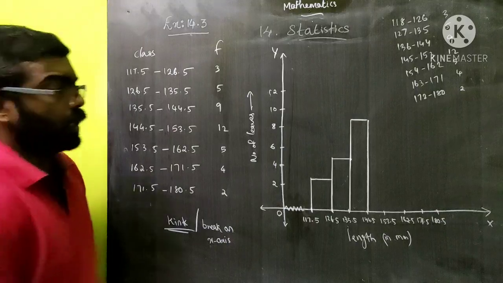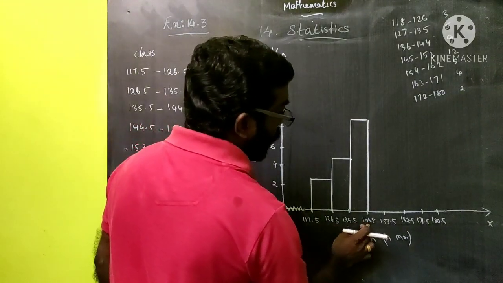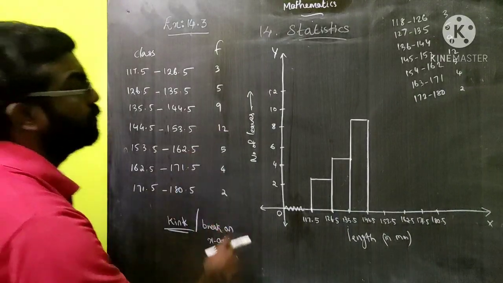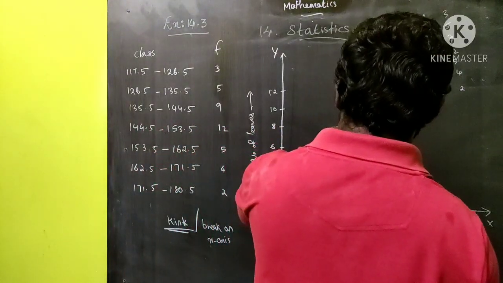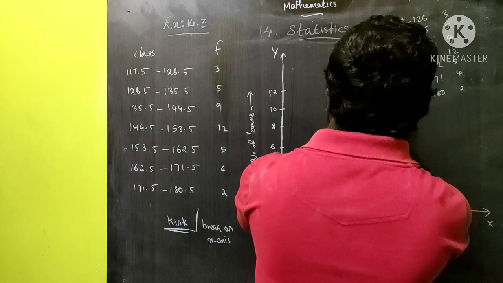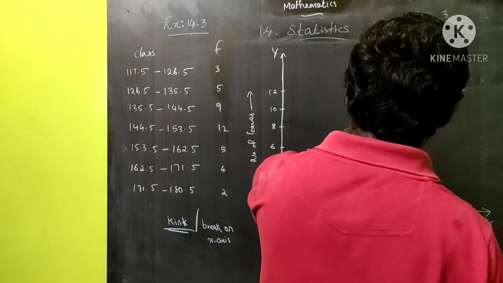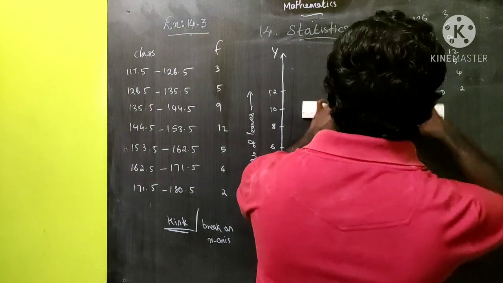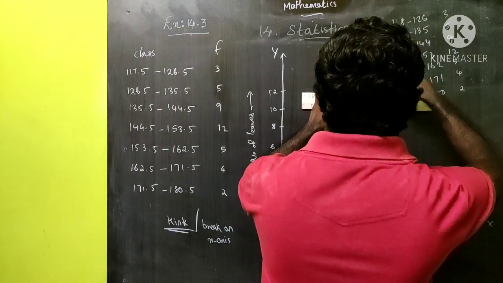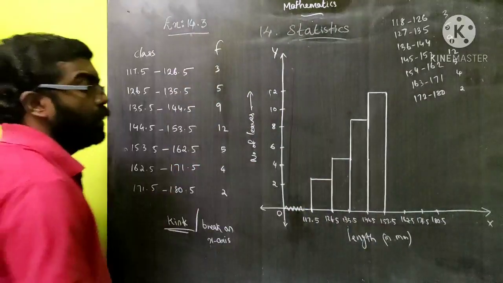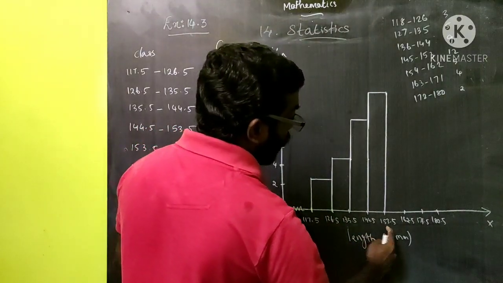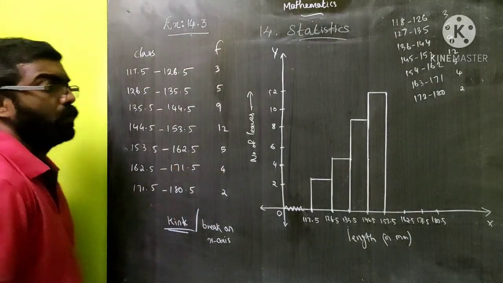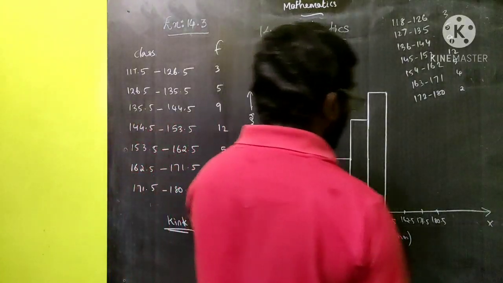The next, 144.5 to 153.5. The value is 12. So the height is 12. And the next is 153.5 to 162.5. Here the number of leaves is 5. So we can mark the height as 5.